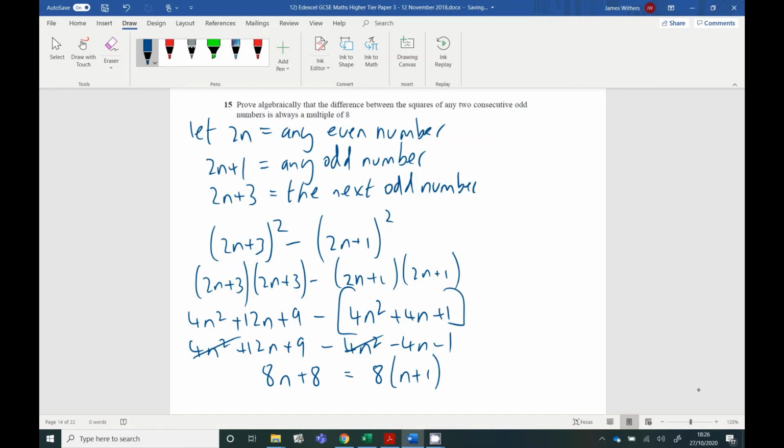So we can just say, and therefore always a multiple of 8. Because we've taken the 8 outside. 8 times anything is obviously a multiple of 8.